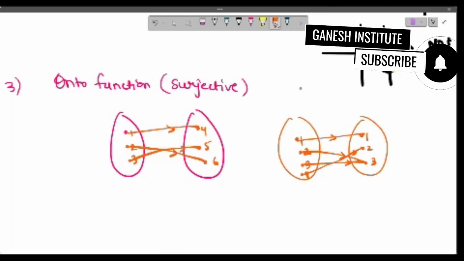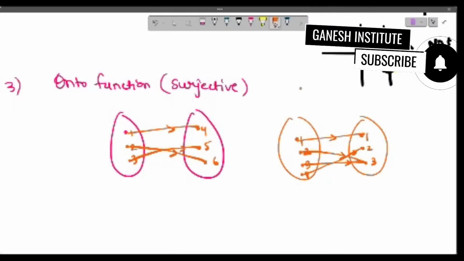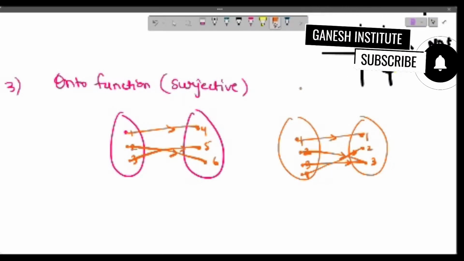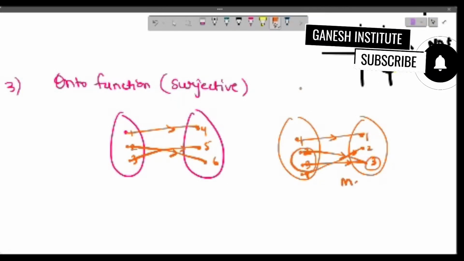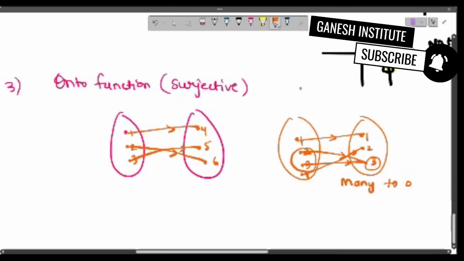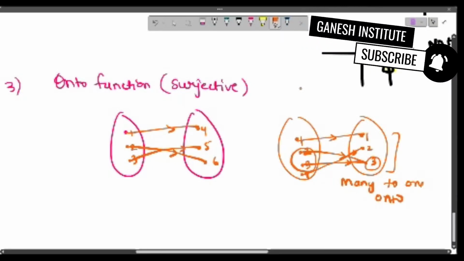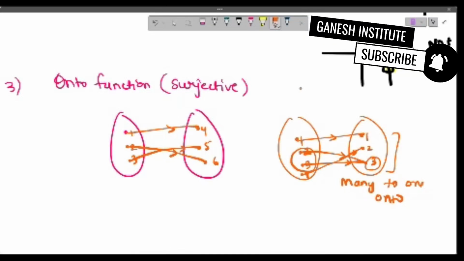X cannot be repeated because then that will not be a function. But y can be repeated. And if y is repeating, it is not one-to-one now. It is many to one. But it is definitely onto. Why? Because no y is left behind without having the preimage. Is this fine?